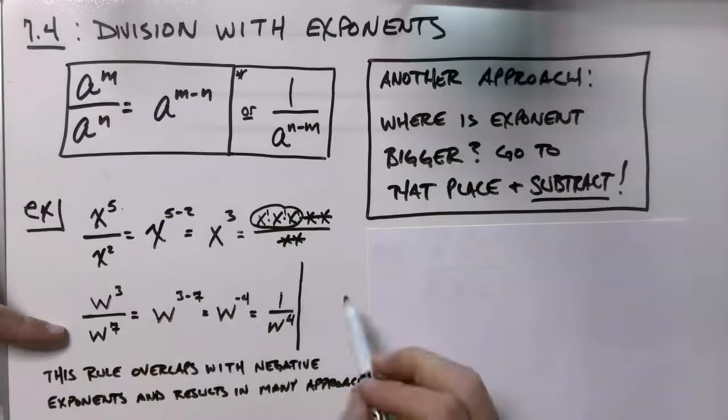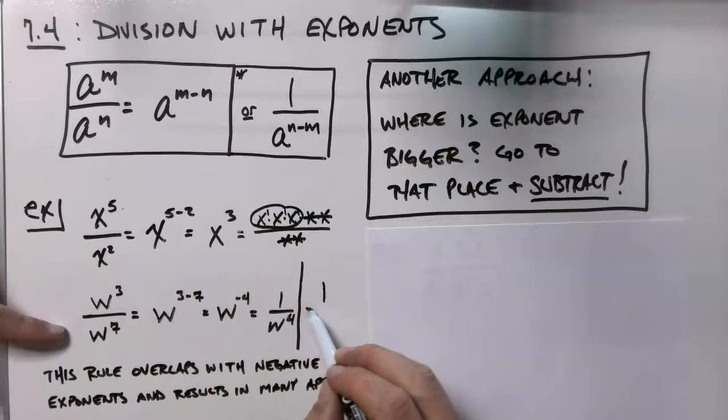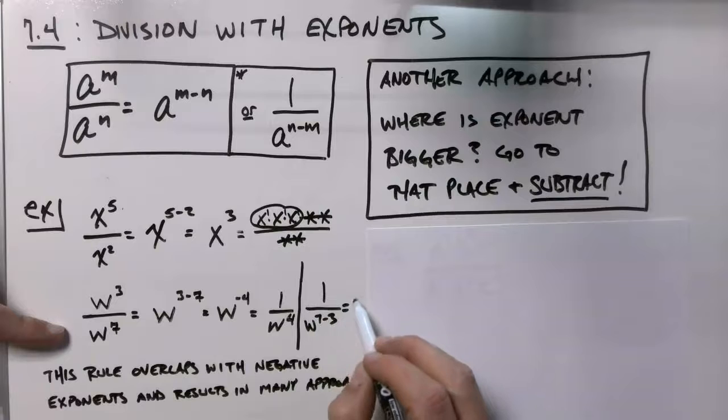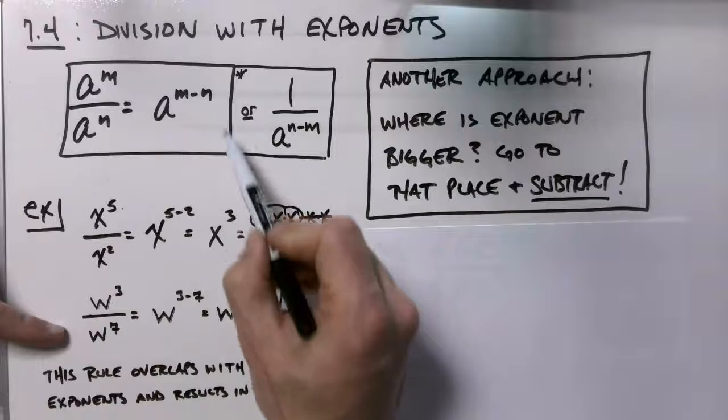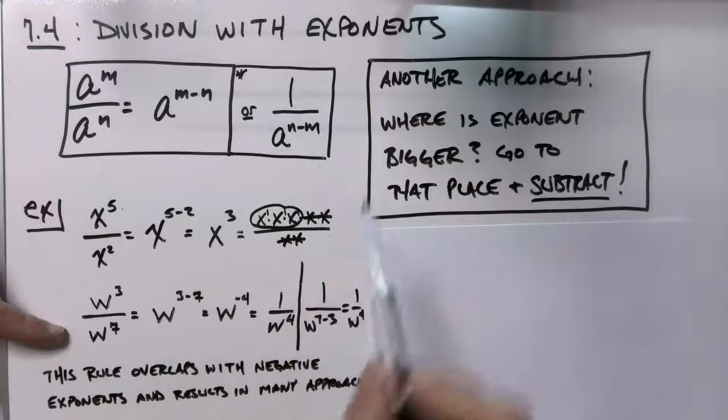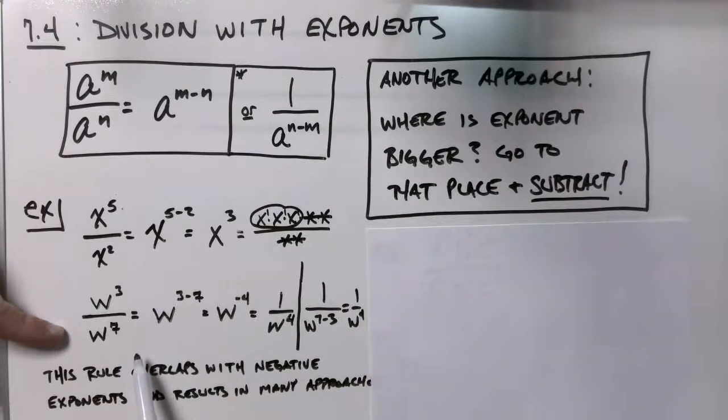So that's where I would have done my subtraction. And I would have said, oh, well, this is 1 over w to the 7 minus 3, and that equals 1 over w to the 4th. That's how I would have gotten it. So I actually would have been applying this little part right here. And it just so happens on this one, it's larger in the bottom, so I still get a positive exponent.